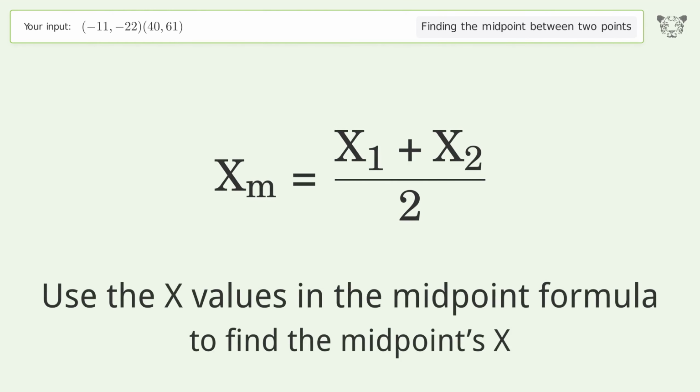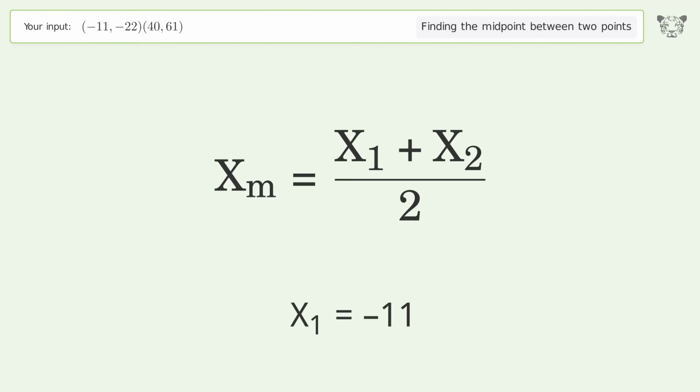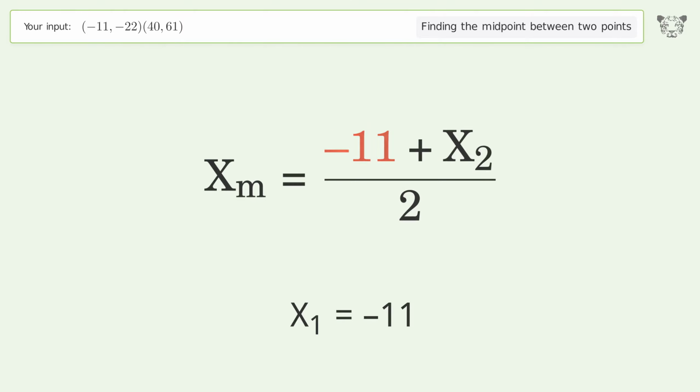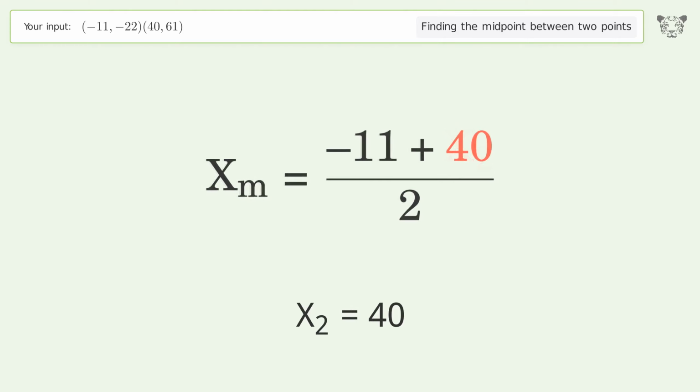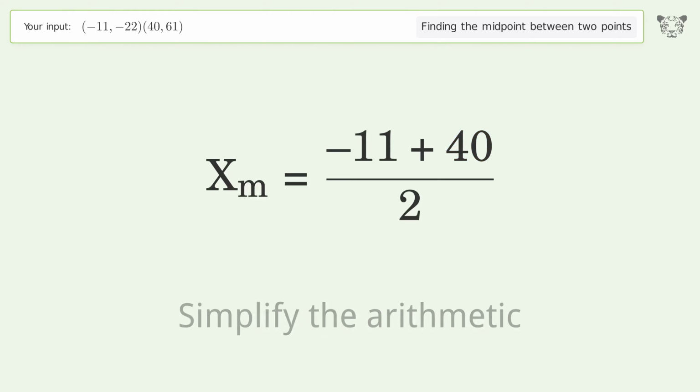Use the x values in the midpoint formula to find the midpoint's x. x1 equals -11. x2 equals 40. Simplify the arithmetic.